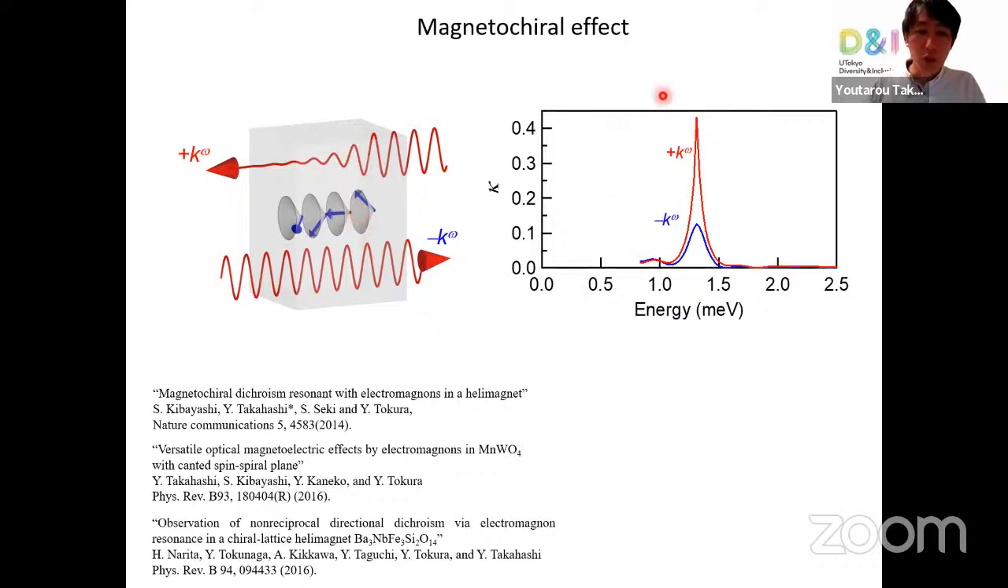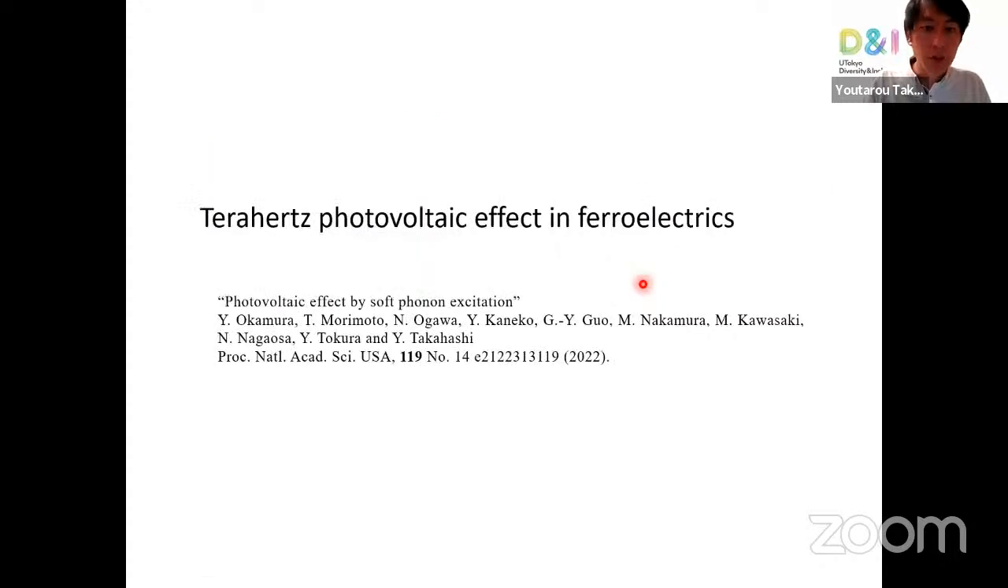On the resonance of the electromagnon, we observed a huge non-reciprocal optical effect, or a difference of the optical absorptions. So we can realize many optical effects by using the spin spiral state, and these optical effects are always enhanced on the resonance of the electromagnon. Okay, so let's move on to the second half of this seminar.